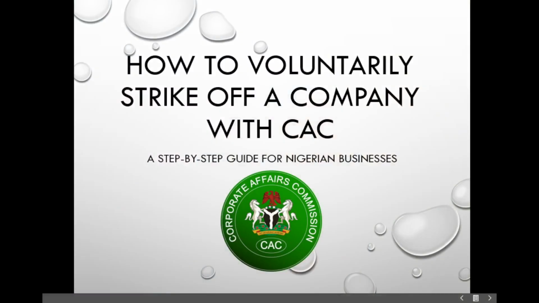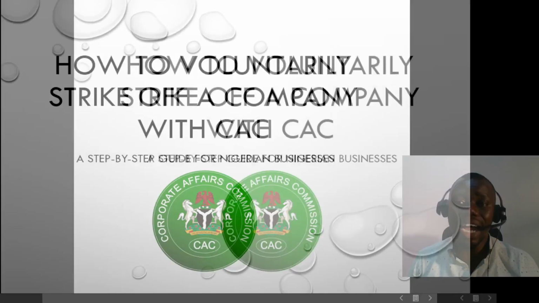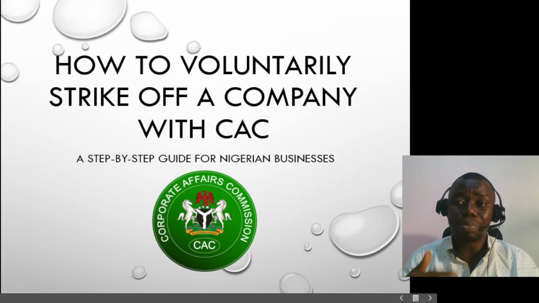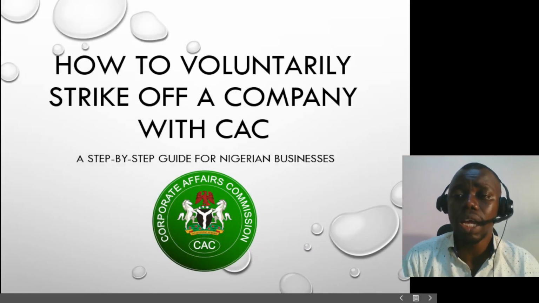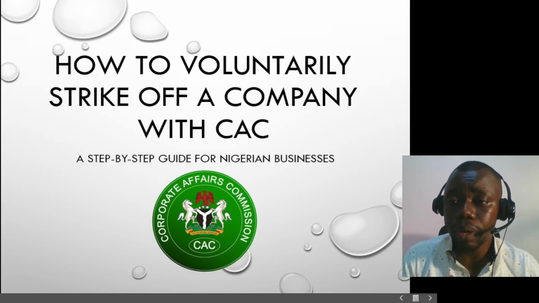This is Ezekiel Akimbola speaking, and in today's video we're going to be looking at how you can voluntarily strike off a company with the Corporate Affairs Commission. So let's say for instance you have a company and you are no longer interested in doing business with that particular company, and you want to strike the company off.